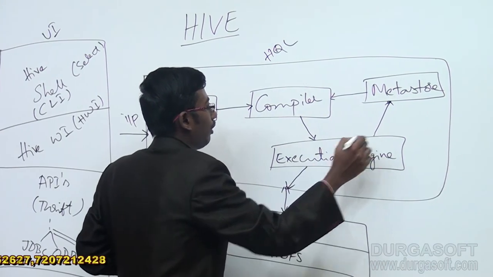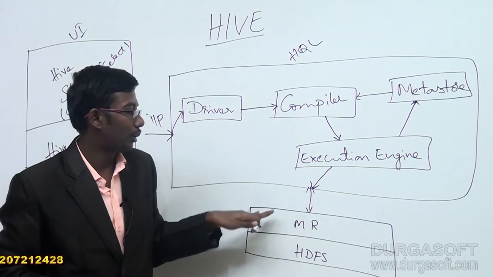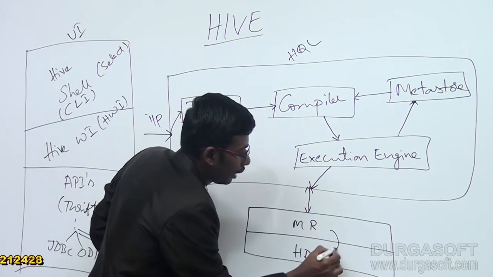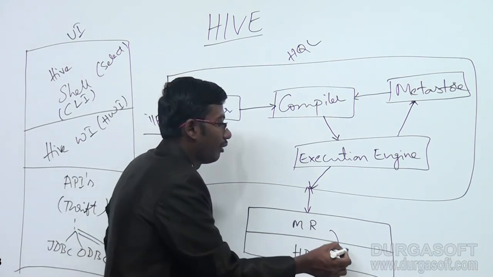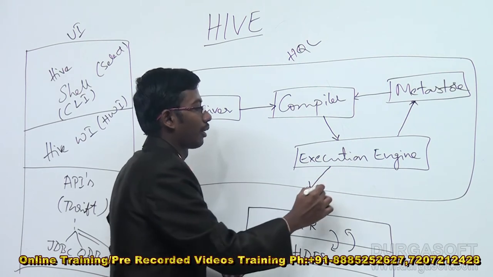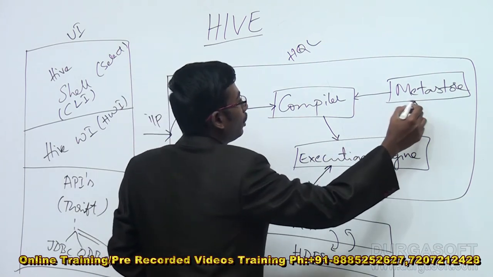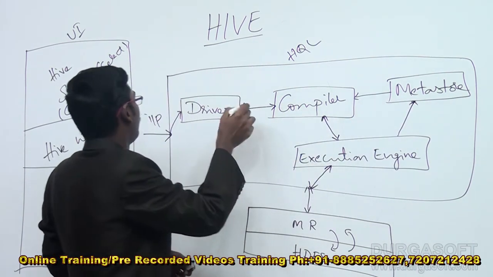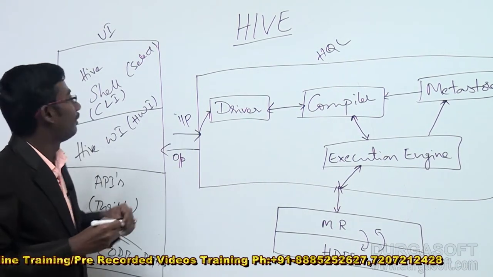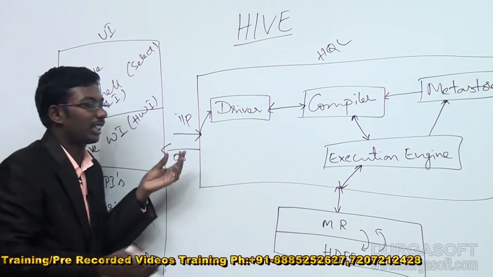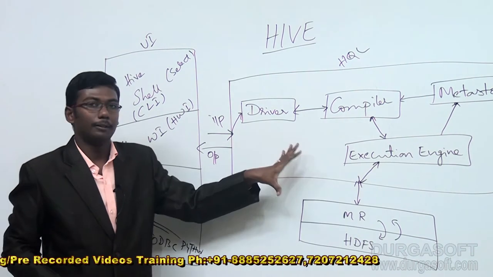After processing all these things, the job will be converted to a MapReduce job, and the MapReduce job will take the data which is stored internally in the Hadoop file system. Then the data will be retrieved and given to the execution engine. This data will again be transferred to the compiler, which gives it to the driver. Then we get the output at the user interface. If you are working with the command line, in the same way I get the output through the same channel.